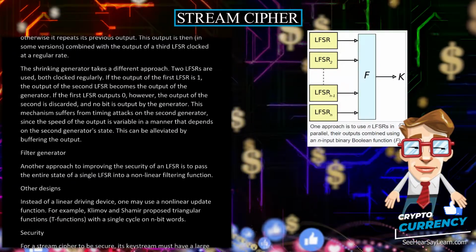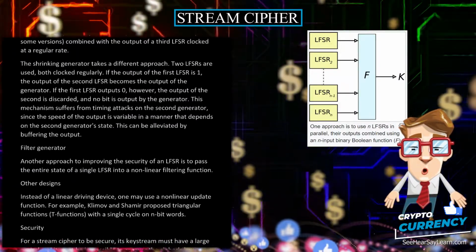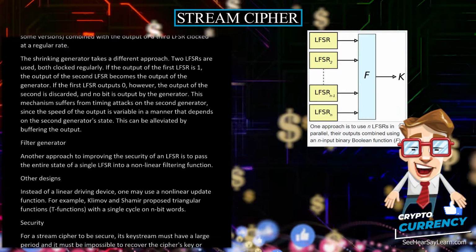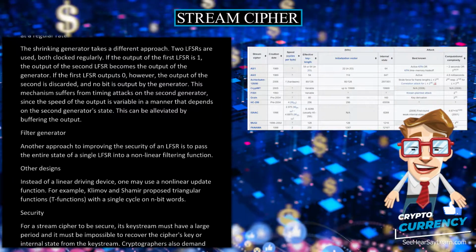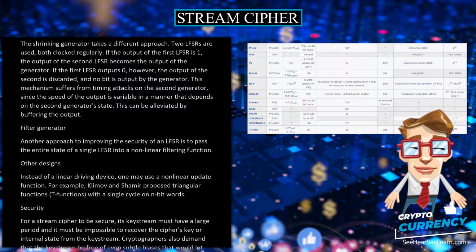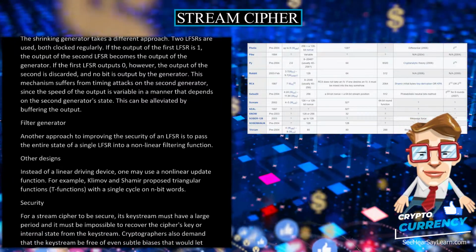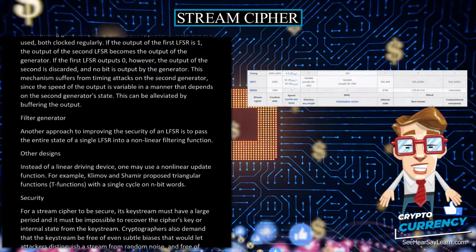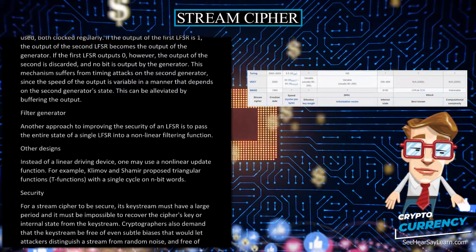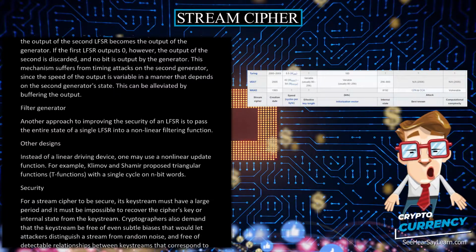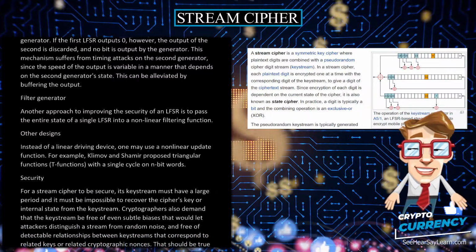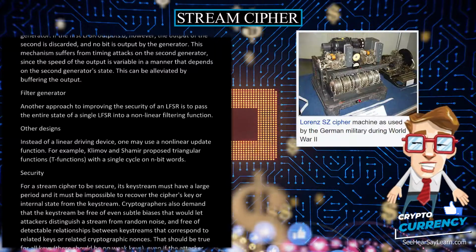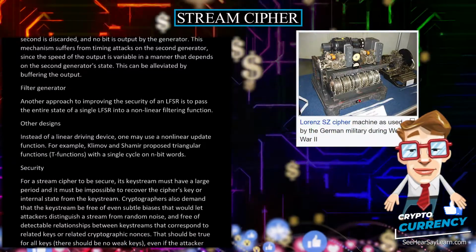Filter generator. Another approach to improving the security of an LFSR is to pass the entire state of a single LFSR into a non-linear filtering function. Other designs. Instead of a linear driving device, one may use a nonlinear update function. For example, Klimov and Shamir proposed triangular functions, T-functions, with a single cycle on n-bit words.